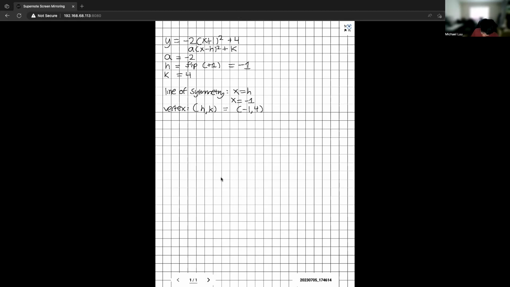Now that I know my line of symmetry and vertex, hey, why the heck not? Let's figure out the y-intercept. That's when x equals 0. So I'm going to plug it in.